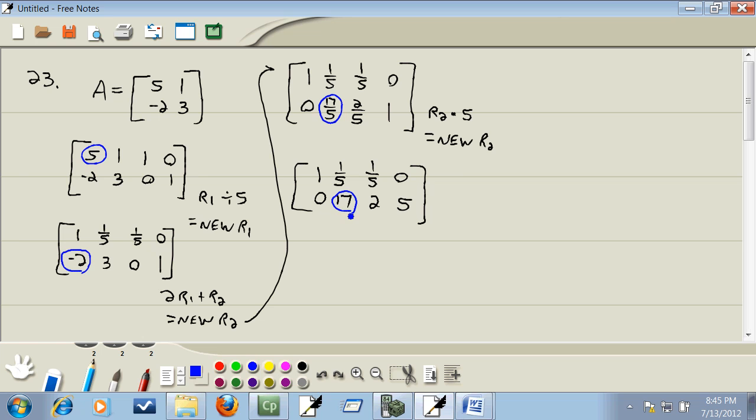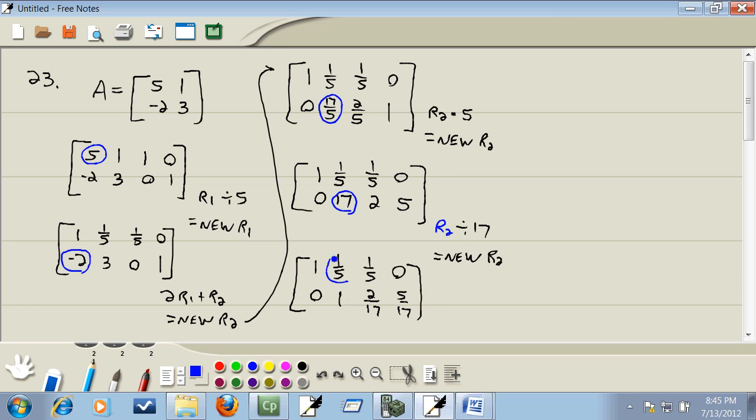Now it's going to be a lot easier for us to get 1 here. So we're going to take our row 2 divided by 17, and that's going to give us our new row 2. First row still doesn't change. 0 divided by 17 is 0. 17 divided by 17 is 1. 2 divided by 17 is 2/17. 5 divided by 17 is 5/17.